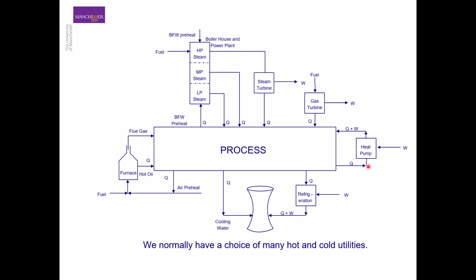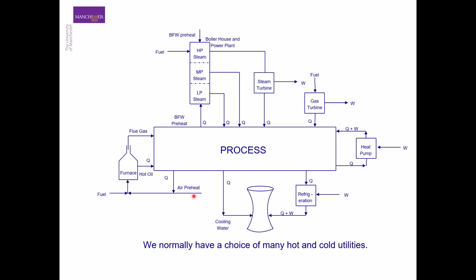Another form of hot utility that we can use is a heat pump. So a heat pump is a system or a device that uses low grade heat, or heat that is of low value, and then it consumes power. So this power we have to produce externally, and then we provide it to the heat pump, and then it helps transform this low grade heat into high grade heat that we can again provide to our process to satisfy its heating demand.